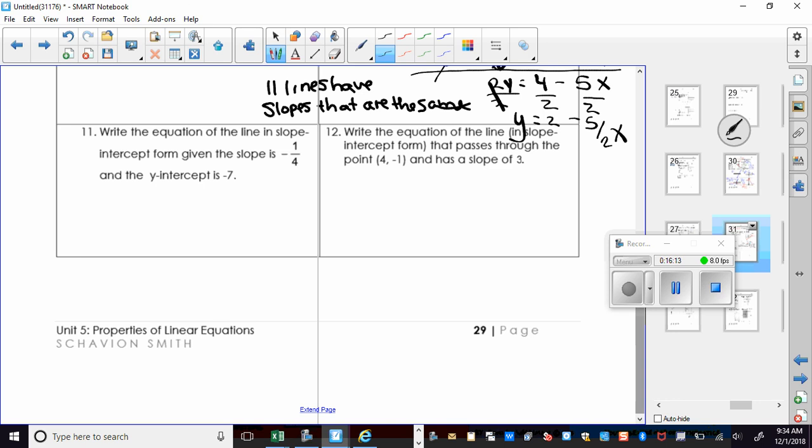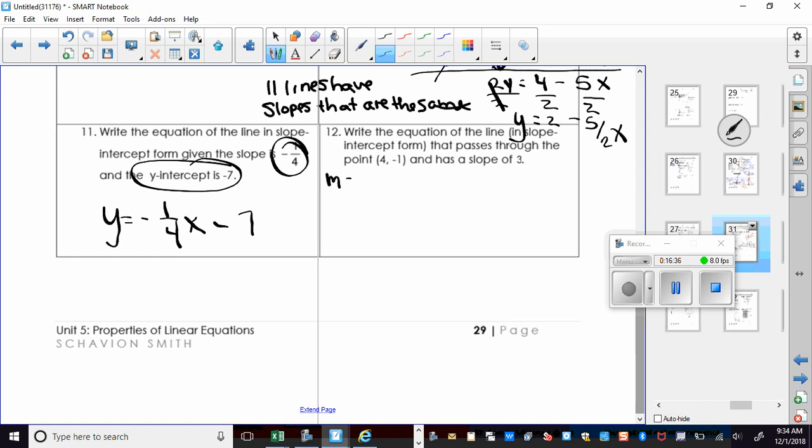Okay? Now it says write the equation of a line in slope-intercept form given the slope is negative 1/4. The y-intercept is negative 7. So I have y equals negative 1/4 times x minus 7. And that's it. It says write the equation of the line in slope-intercept form that passes through the point (4, negative 1) and has a slope of 3.